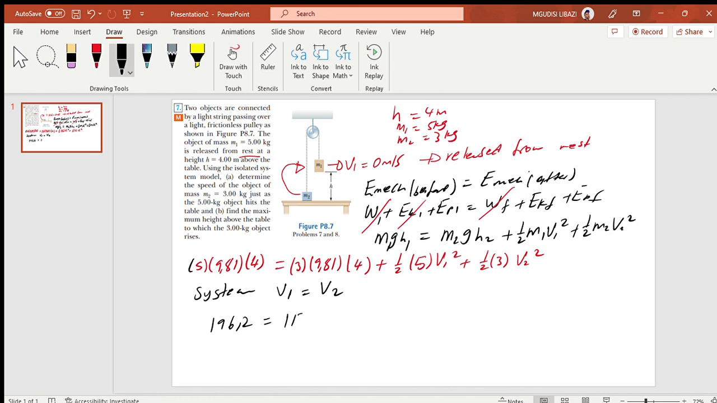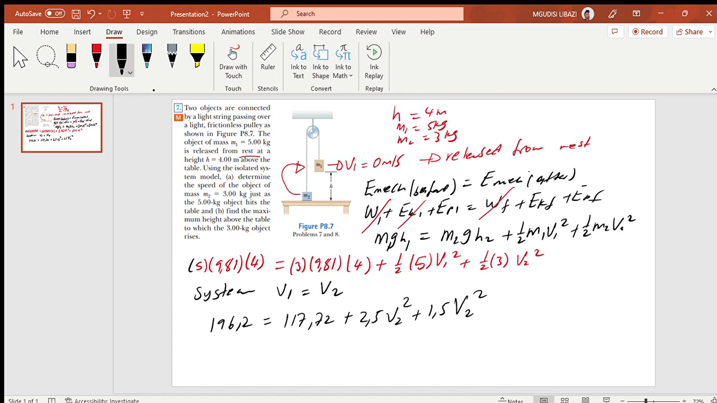That gives me 117.72, and then plus 5 divided by 2, which is 2.5, times v squared, let's just say v2 squared. And then plus, because the question was asking to determine the speed of the object mass m2, so I'll just say v2, and then we have 3 divided by 2, which is 1.5, multiplied by v2 squared, since we said the velocities are the same.